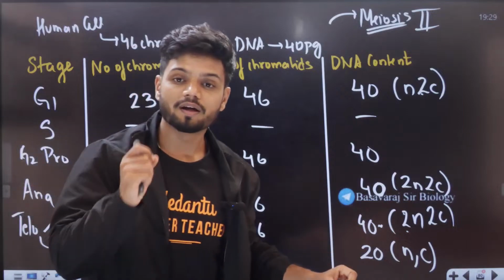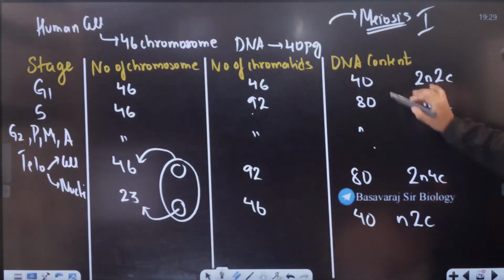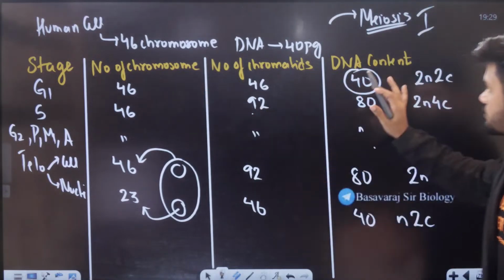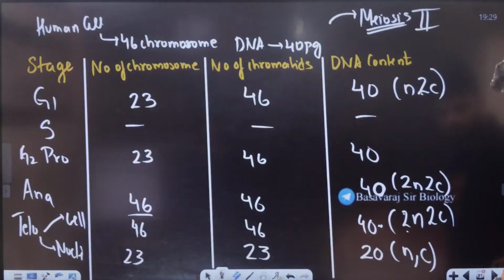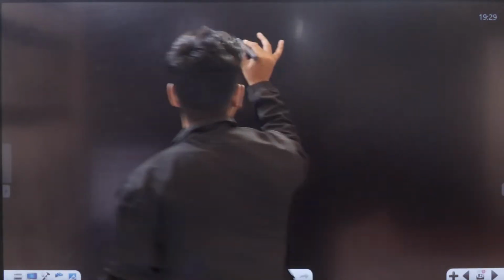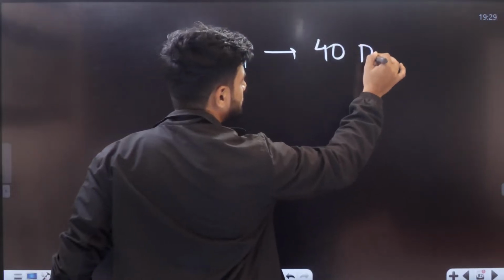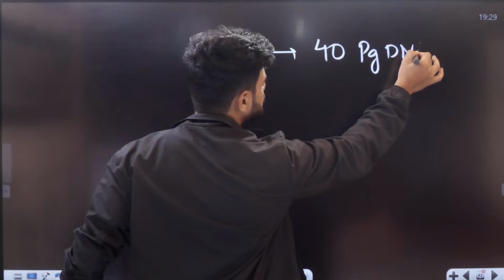So we started with what? In G1, we started with 40. In G1, we started with 40 picogram of DNA. 40 picogram of DNA in G1.